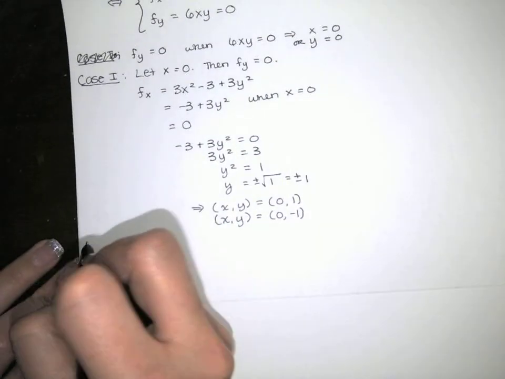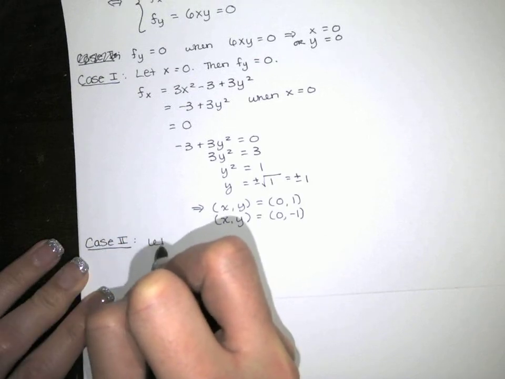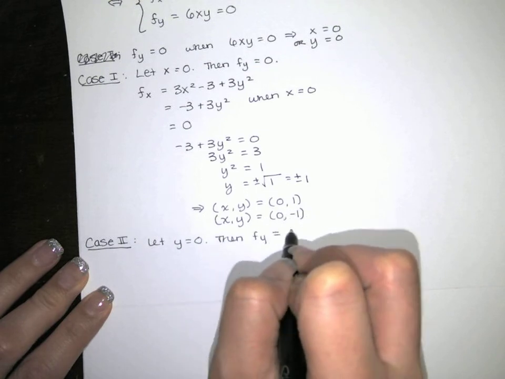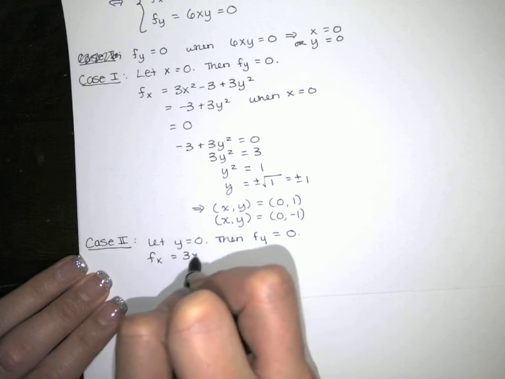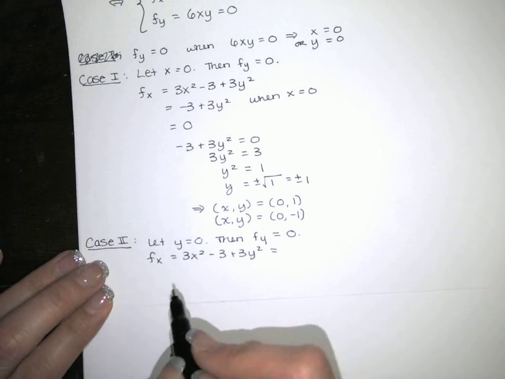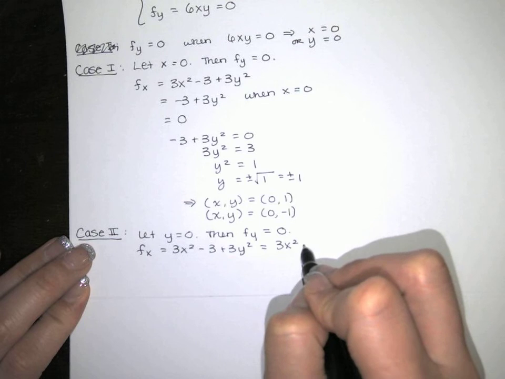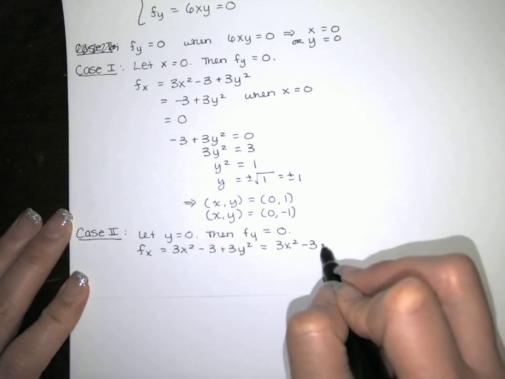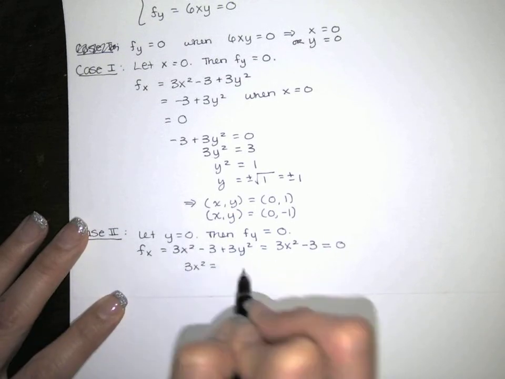I call that case 2. So we're going to let y equal 0. Then we're guaranteed the partial of f with respect to y is 0. And then we'll look at the partial of f with respect to x. Now since y is 0, we get 3x squared minus 3 plus 3 times 0. And then we set this equal to 0 and solve for x. Well, I think we get pretty much the same equation as before.